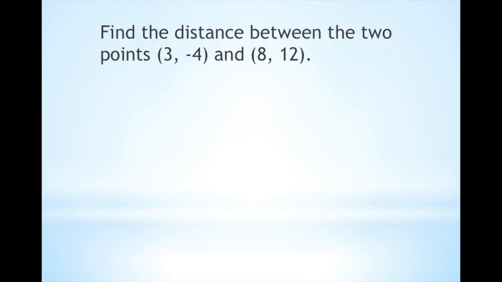All right, let's try one last example problem. Let's find the distance between the 2 points, (3, -4) and (8, 12). Now, since (3, -4) is our first point, that makes 3 x sub 1 and negative 4 y sub 1. And (8, 12) is our second point, so 8 is x sub 2, and 12 is y sub 2.